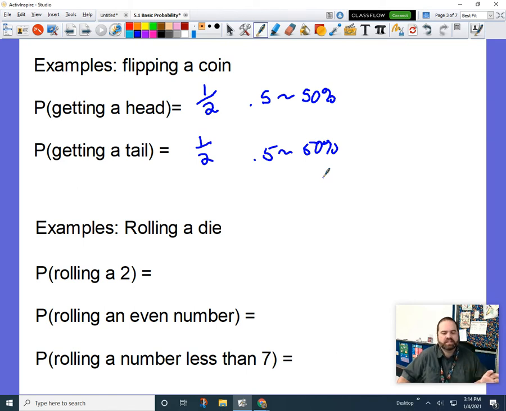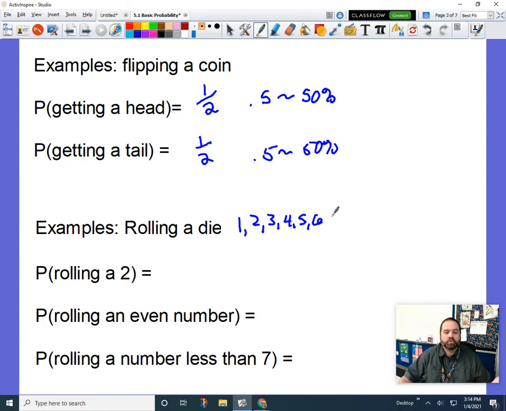Consider a scenario where you're playing a board game and you're rolling a regular 6-sided die. There are other sided ones out there. If you've ever played any role-playing games, you might have a 20-sided die, but we're sticking with regular board game dice. So when you roll a die, you have 6 possible outcomes: 1, 2, 3, 4, 5, 6.